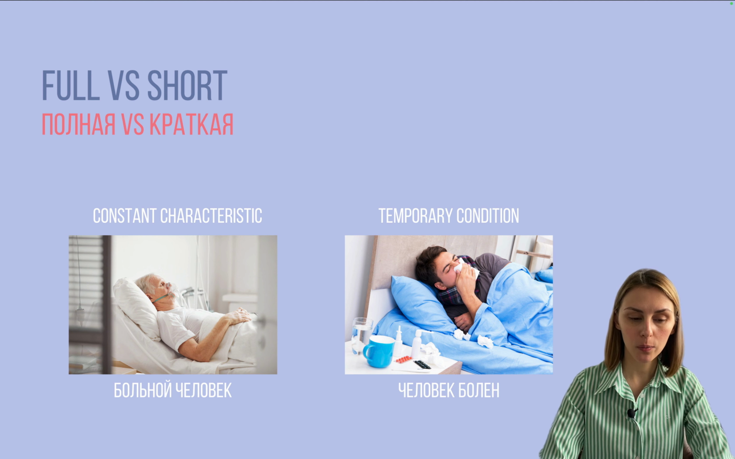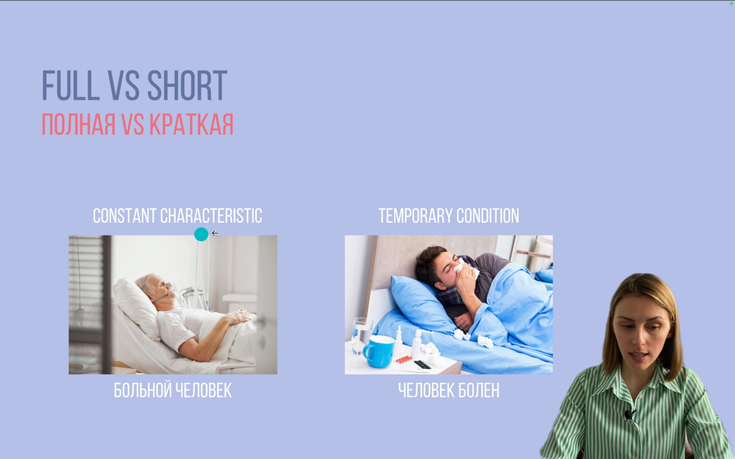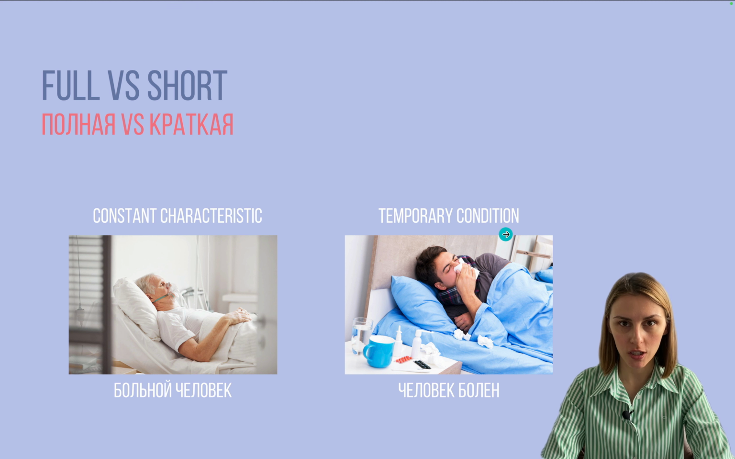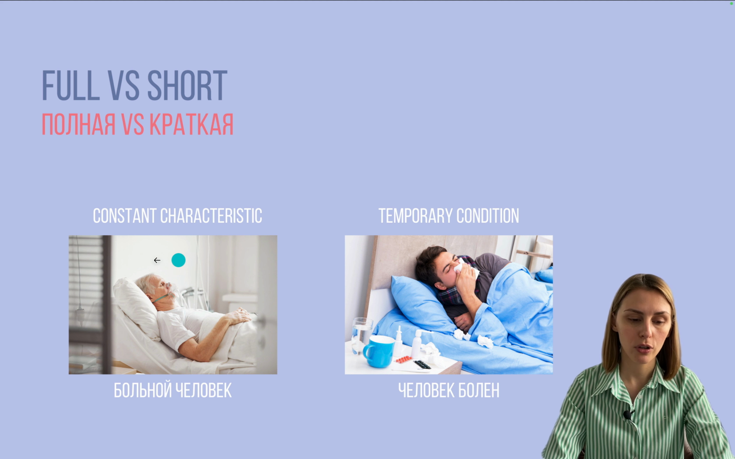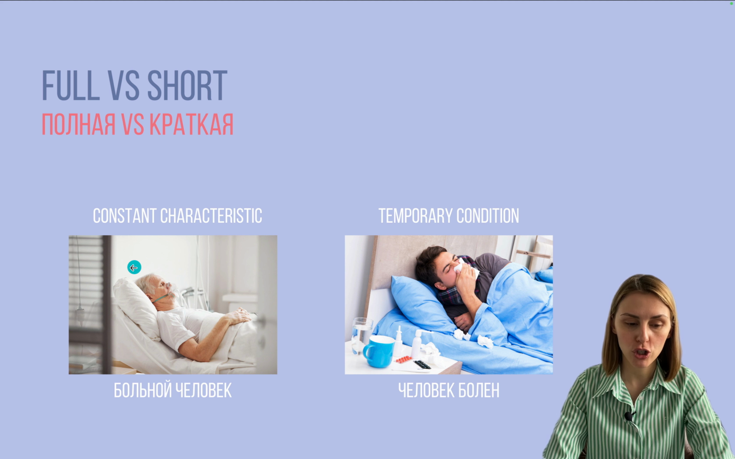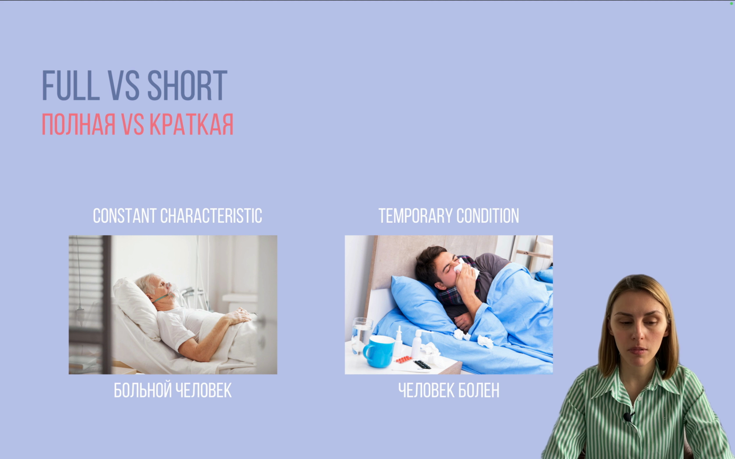So now let's compare when we use the full form and the short form. The first comparison is constant characteristic and temporary condition. If there is some constant characteristic of a person or an object, then to describe this characteristic we use the full form of an adjective. For example, больной человек, a sick person. I guess this person has some troubles with his health and this is a long-term thing, so we can describe this person as a sick person. This is not temporary. This is a long-lasting condition. That's why we say больной человек.